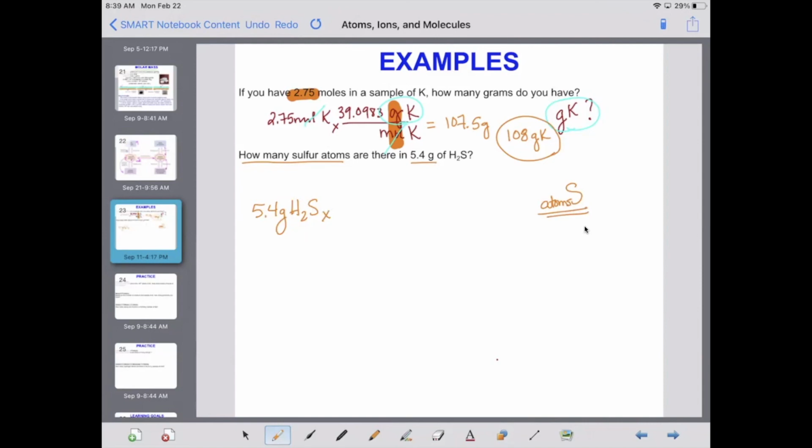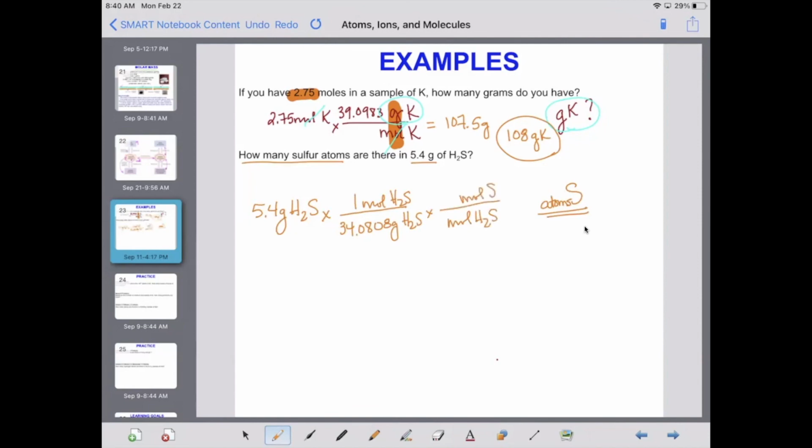So the first thing that we're going to do is look at the molar mass of H2S. So we take H, 1.008 times 2, plus the molar mass of sulfur. And so we end up with 34.0808 grams of H2S in every 1 mole of H2S. Okay, so now we have moles of H2S. In order to get to atoms of S, we need to get to moles of S. We're going to put moles of H2S on the bottom, so that cancels. And we're going to put moles of S on the top.